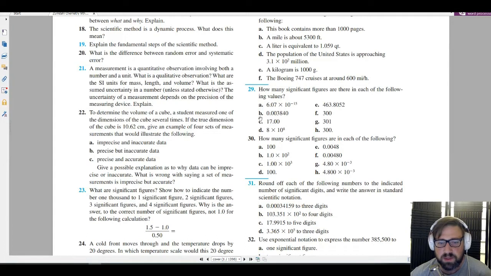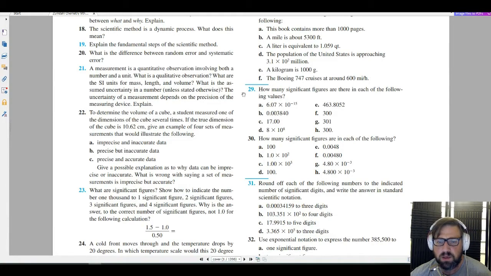Same rules apply here with C. You have these two, definitely going to be significant. We see a decimal point, so all these back zeros count. This makes these 4. Scientific notation for D now. There's just 1 there, so 1. Just 1.